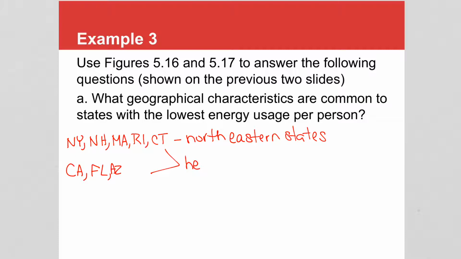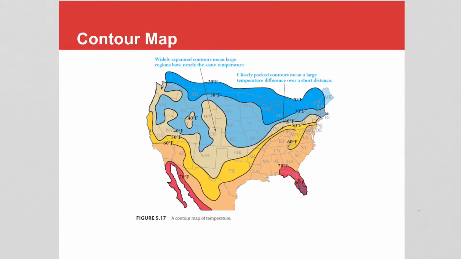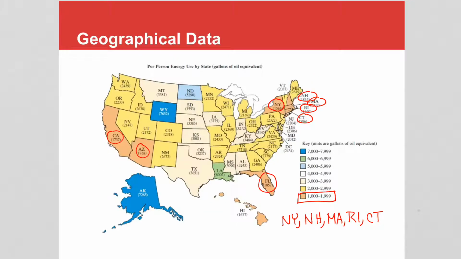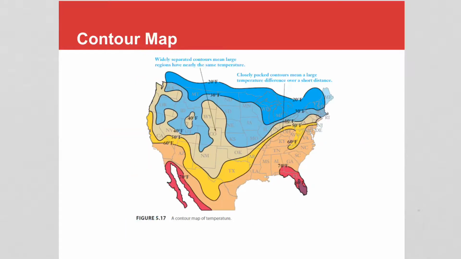All are pretty heavily populated or in concentration anyway. Okay? And you could go back and talk about why do these use the most? Well, Alaska, it's cold, so yeah, they're using a lot of oil, and there's not a lot of people. Wyoming, there's not a lot of people, so you're spreading out that energy use per person.